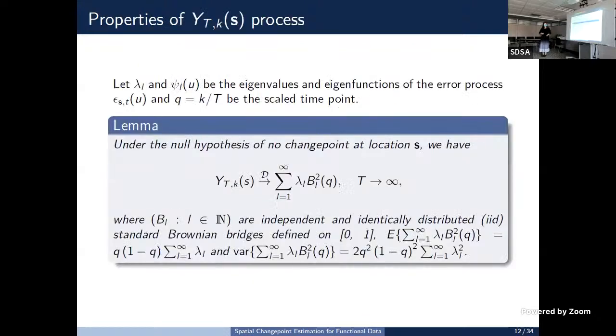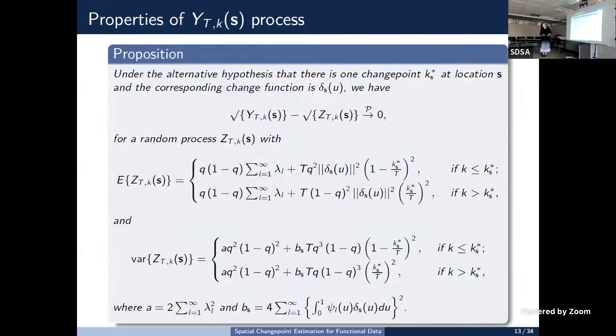Further, we study the properties of this Y_T(k) process. We let lambda_l and phi_l be the eigenvalues and eigenfunctions of the error process, and q be the scaled time point, k over capital T. Then we have a lemma under the null hypothesis, when there is no change point. We can find the distribution of this Y_T(k) process and another process, which is related to the Brownian bridge. We can skip this one for a while.